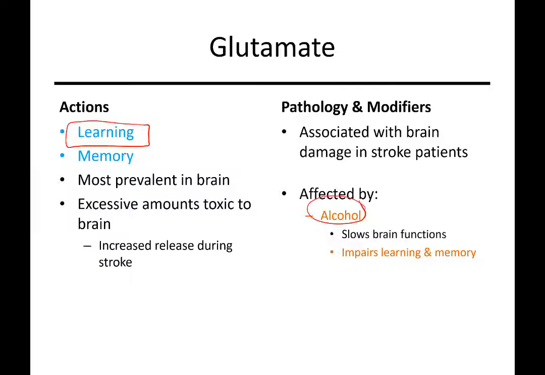Alcohol can impair glutamate, can inhibit glutamate. Glutamate is involved in memory and learning. Learning is really long-term memory, essentially. However, if you're going to drink some beers while you're studying, don't do that, because you're going to impair your glutamate. You're just going to waste your time.